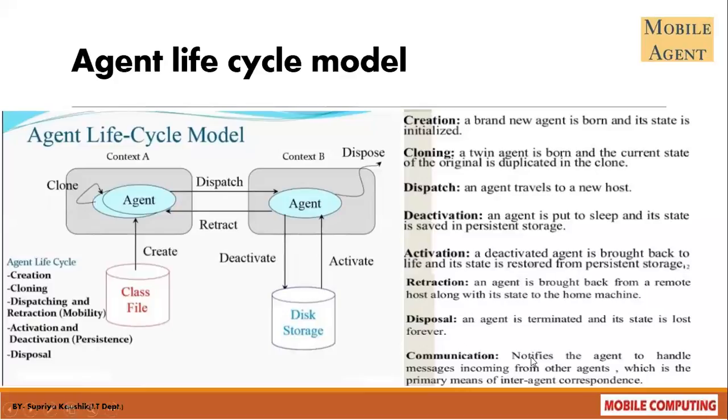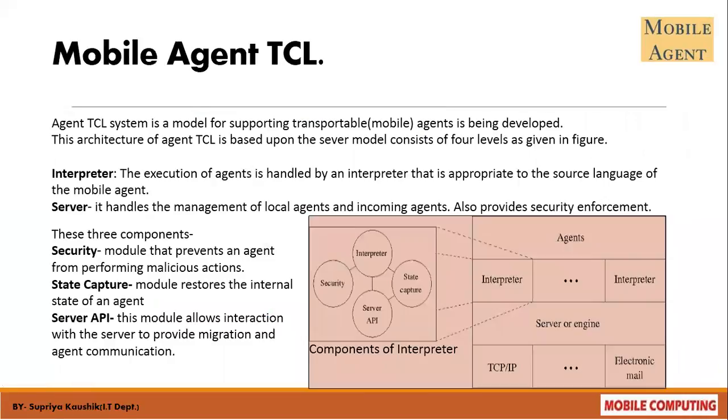Next one is communication. Communication notifies the agent to handle messages incoming from other agents, which is the primary means of inter-agent correspondence. Next is mobile agent TCL. The Agent TCL system is a model for supporting transportable or mobile agents that is being developed. The architecture of Agent TCL is based upon the server model and consists of four levels as given in the figure. Here you can see there are four levels: agent, interpreter, server, and the protocols.